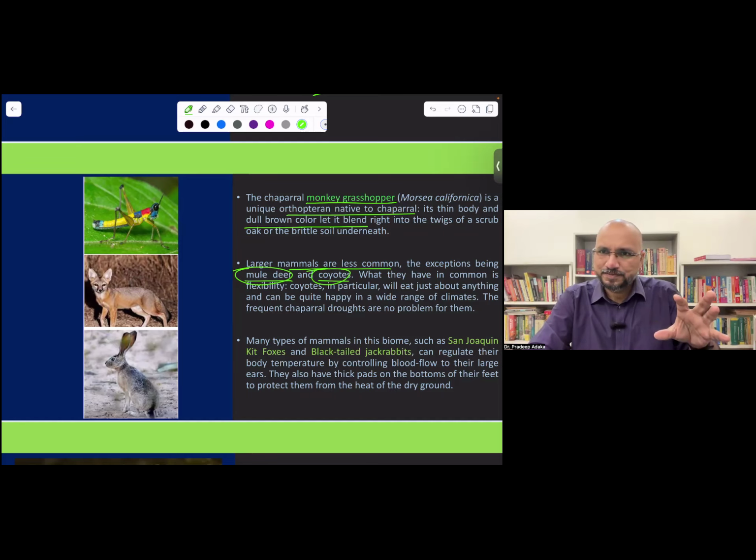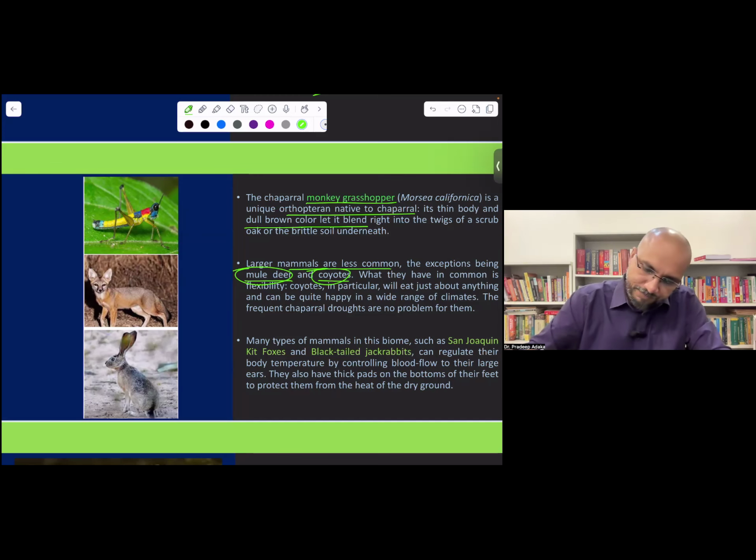They have adapted to feed on diverse kinds of food so that they can survive comfortably. So they have adapted. Their diet has become very diverse. They can eat anything so that they can survive. Okay.